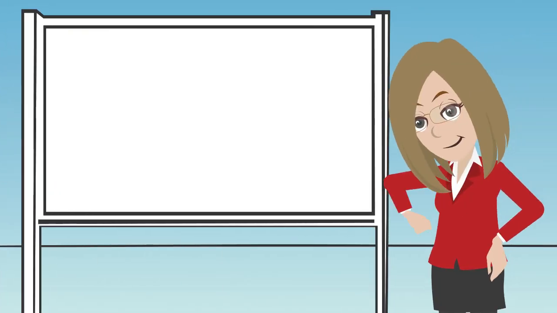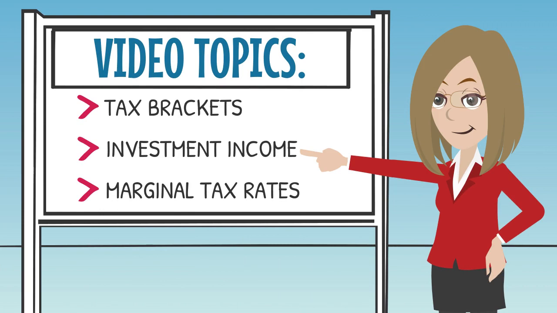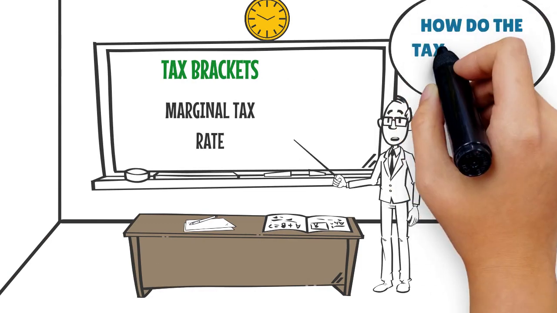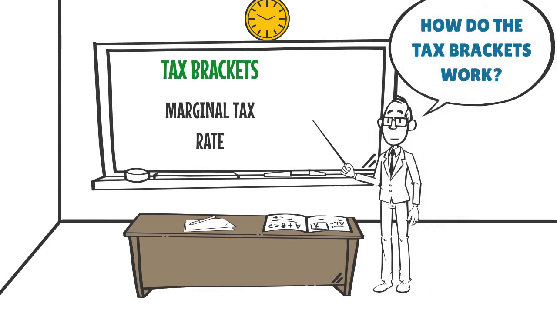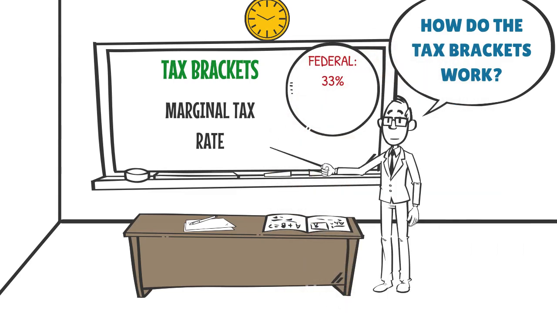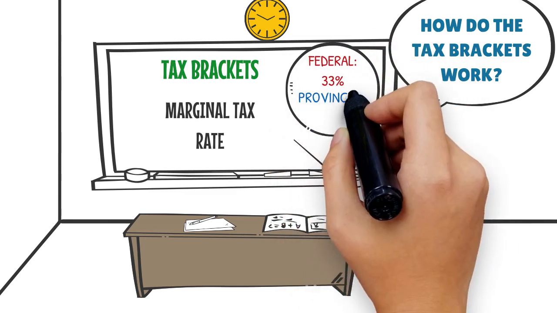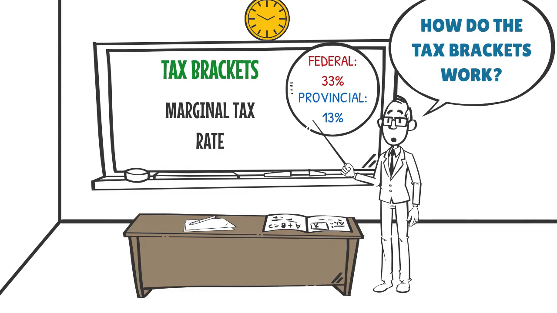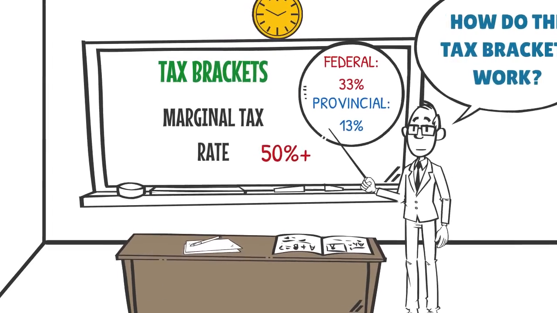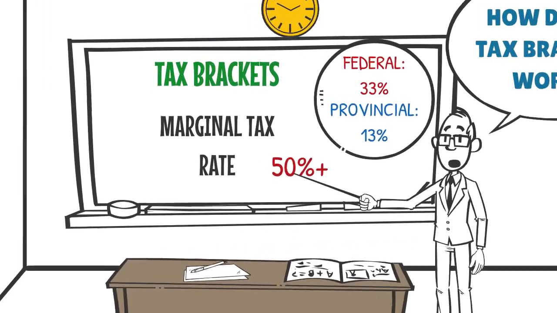Let's first start off by reviewing the individual income tax brackets. You've often heard people mention tax brackets and marginal tax rates, but how do these work and what are the different tax brackets based on how much you make? How is it possible that the highest federal tax bracket is 33% and the highest provincial tax bracket in Ontario is 13%, yet someone could have a marginal tax rate of over 50%? To answer these questions, we first need to understand how the tax brackets work in Canada.